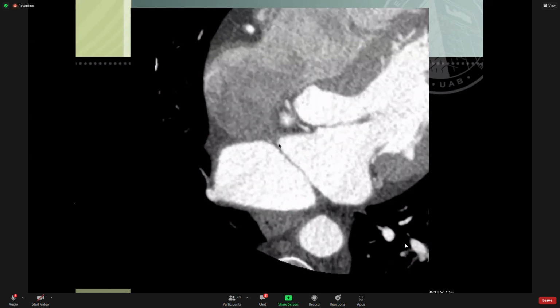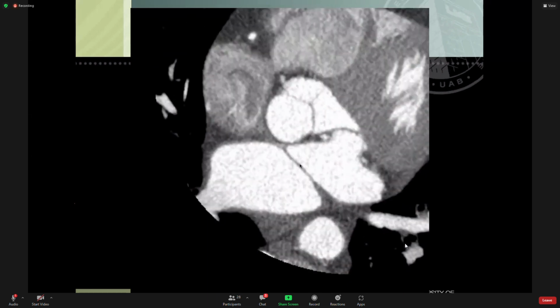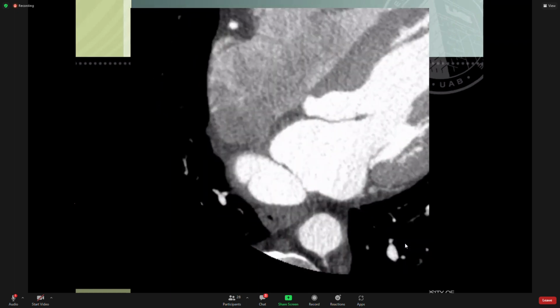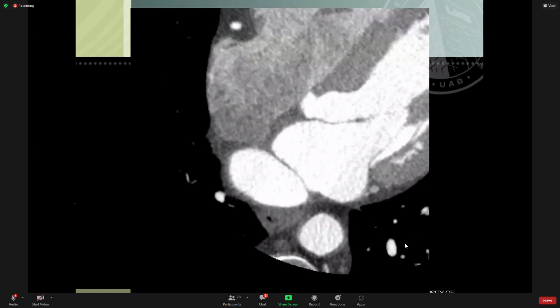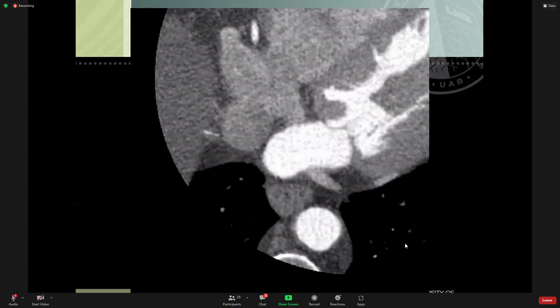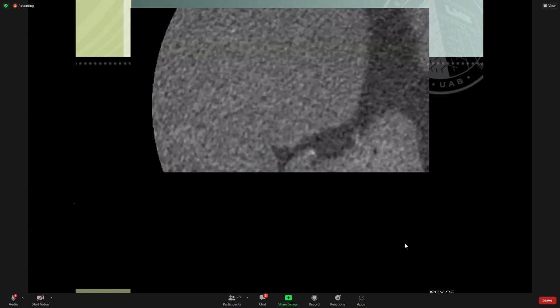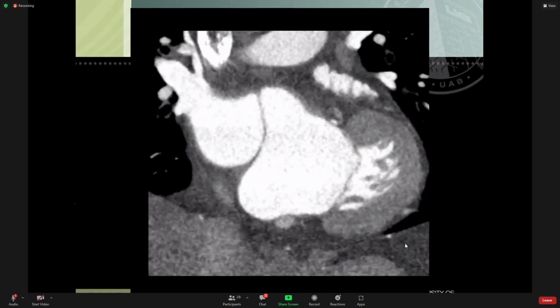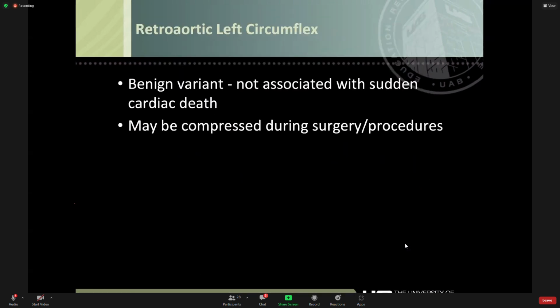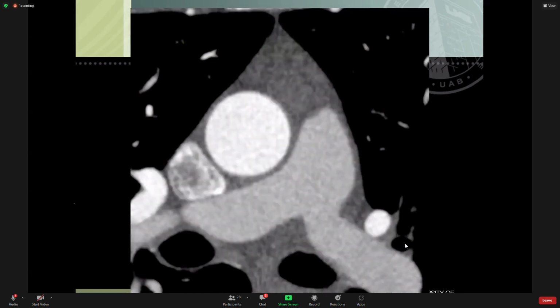This was a cool case because they also had an unusual membrane through the middle of the left atrium. And this was also a retroaortic circ with a cor triatriatum sinister. So the membrane through the left atrium was cool. And here's what it looks like on coronals. All right, benign variant, may be compressed during surgery or procedures.